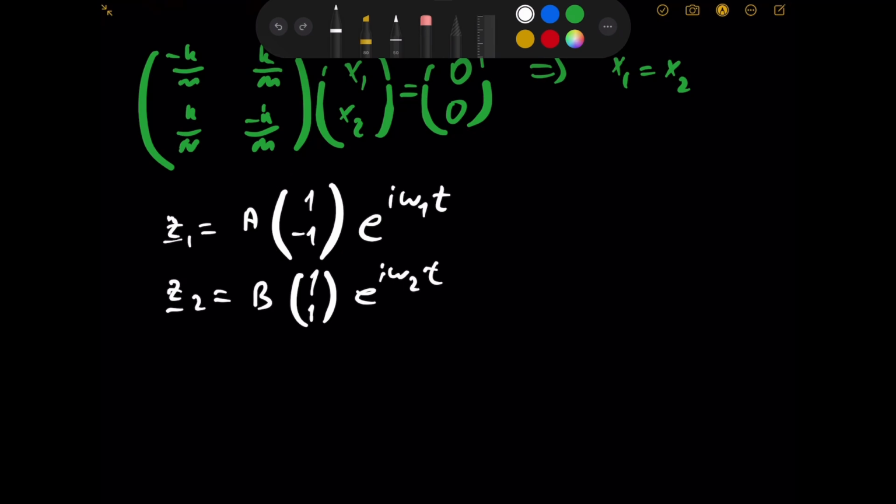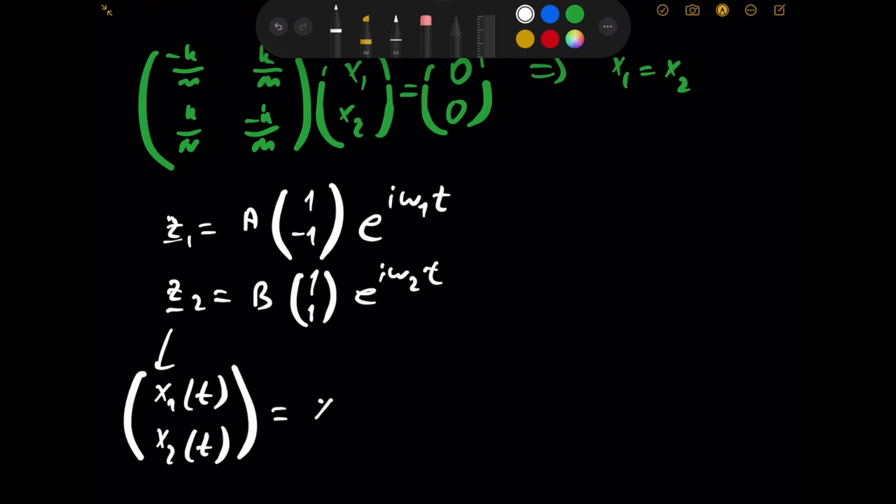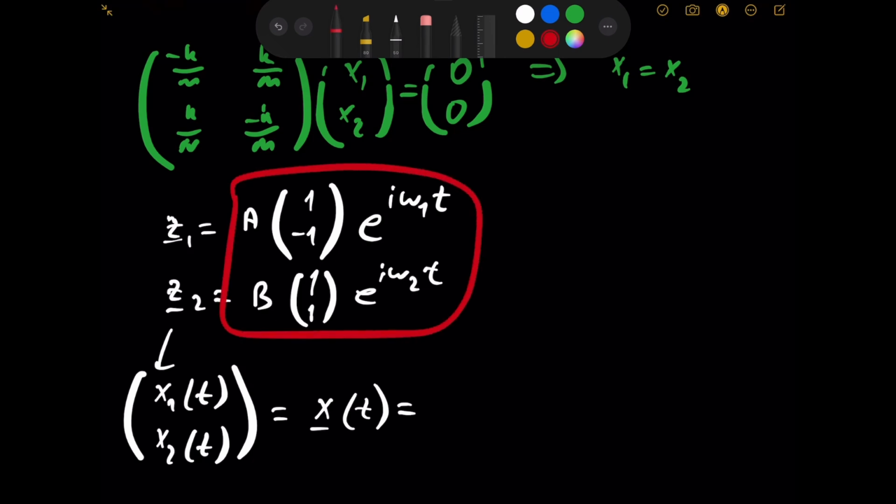If I want to return to x1 as a function of time and x2 as a function of time, which I will denote nicely as this, then it's just going to be a linear combination of both of these, because the system of differential equations we were dealing with was a linear differential system, and for a linear differential equation, if you have two solutions, their sum is also a solution.